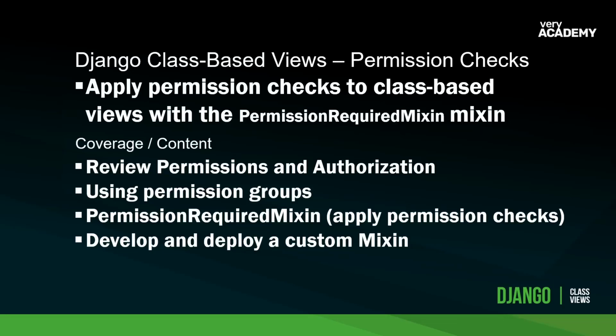Defining user permissions is a critical factor to ensure the security of our application and data within. So welcome to another Django Class-Based Views tutorial where we're having a look at permission checks. Permission checks are going to allow us to provide a method of limiting user access to model data and the actions the user can perform on models.